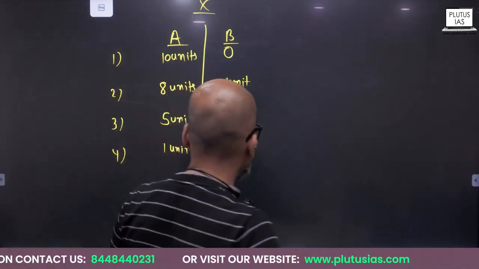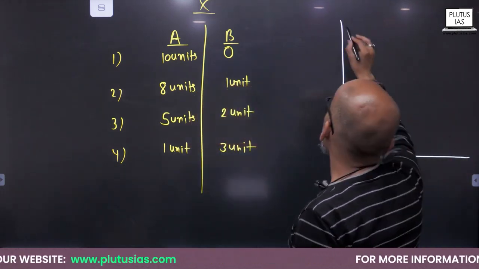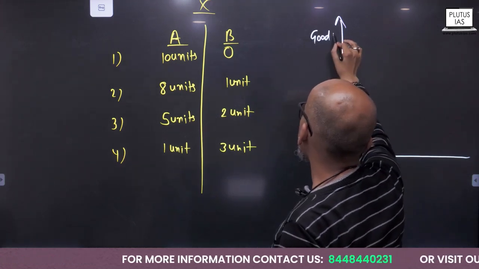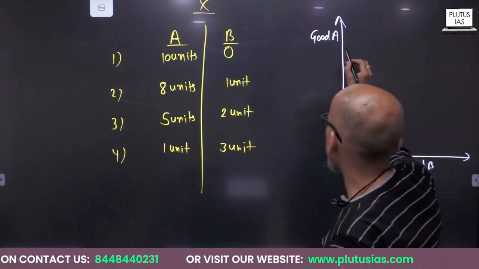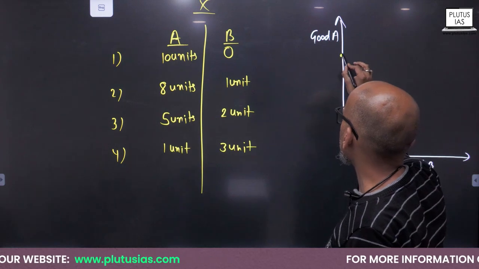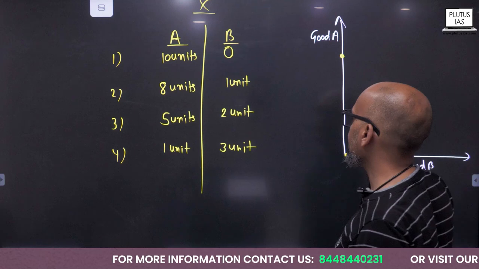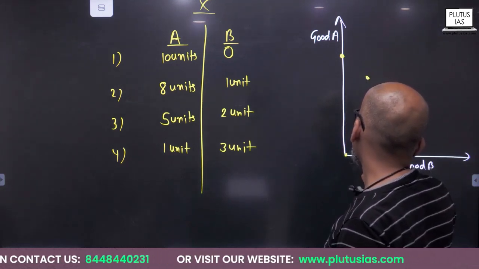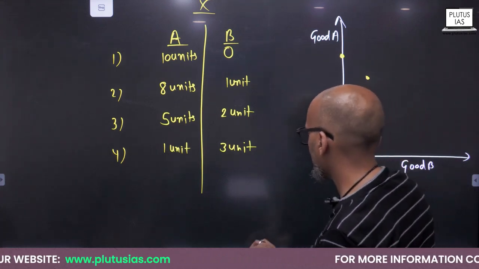Now guys, what we do in a PPF, we take these goods along two axes, X and Y. Let's say this is good A and this is good B. So initially, let's say this is 10. I'm going to mark these points. Initially, 10 units of A are produced and 0 units of B are produced. Fine. Then 8 units of A are produced and 1 unit of B is produced. Getting my point? Or should I do it in a simpler way?